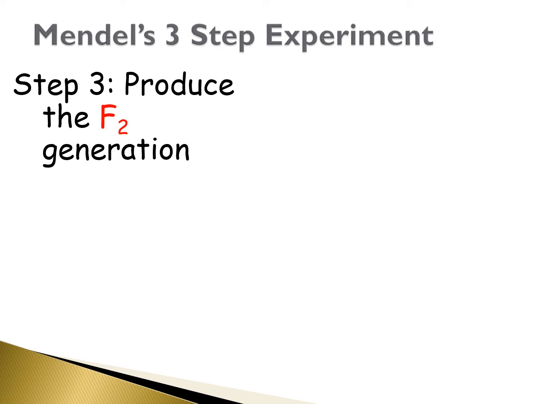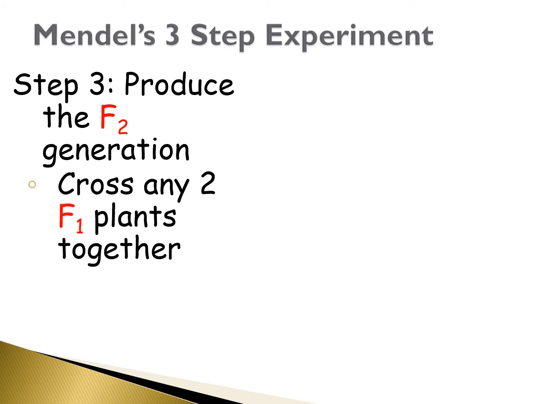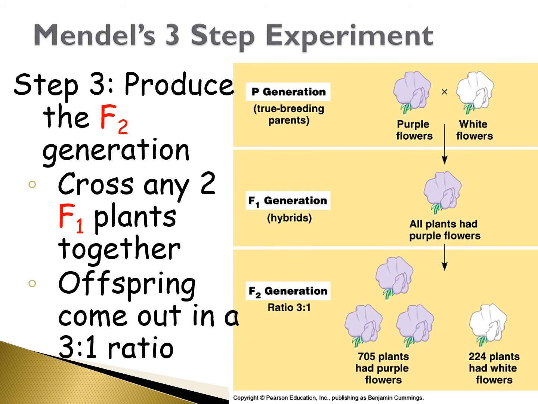So if you think of the P generation as being the original parents, and then the F1 generation, he took two different F1s and crossed them together. So purple and purple. Well, again, if you have one parent that's purple and another parent that's purple, you would expect all the kids to be purple. However, every time he did it, it came out to be about a 3-to-1 ratio. For every 3 purple flower plants, he got 1 white flower plant, which led him to start thinking, okay, where did the white disappear to in the F1 generation? And why did the white come back in the F2 generation?